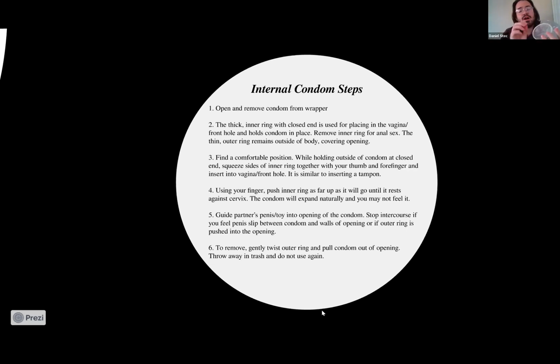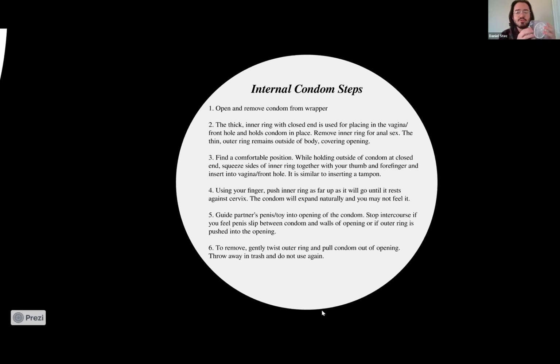Something that the internal condom also provides that external condoms do not: not only does it prevent pregnancy and offer some STI prevention, but because the outer ring covers the labia or the external anal tissue, it can also provide some skin-to-skin barrier and prevention from some STIs. The ring is held in place while the partner inserts with their penis, until the person is inserted.